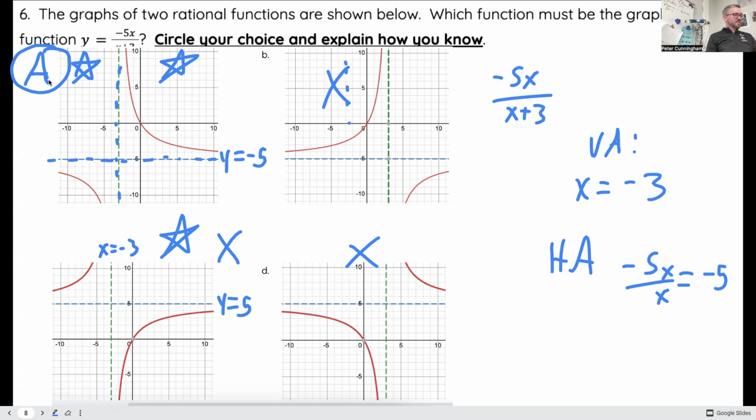Another page in the books. Because the horizontal asymptote should have been at -5, and there was a horizontal asymptote at -5, and the vertical asymptote should have been at -3. Whereas down here, we had the correct vertical asymptote, but the wrong horizontal one.